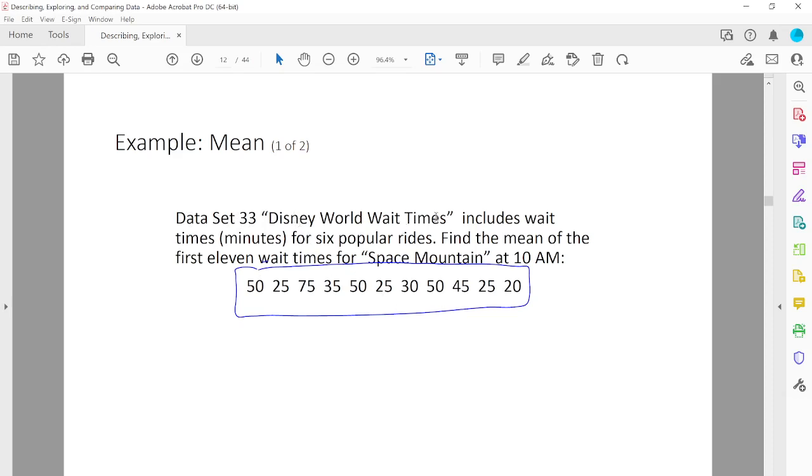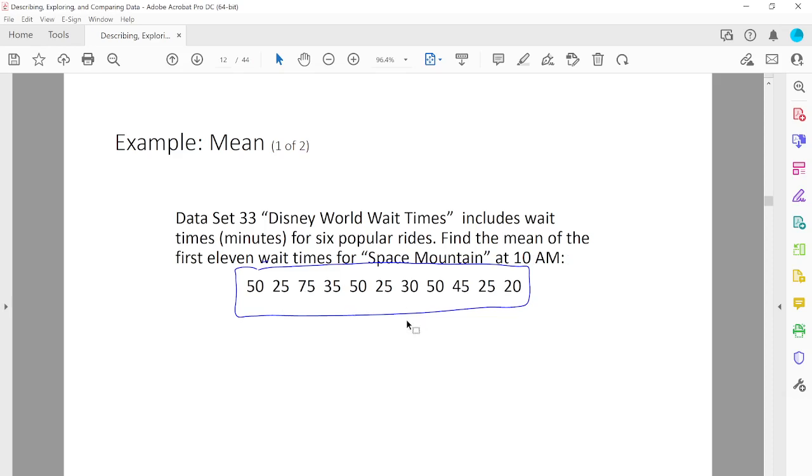Disney World wait times includes wait time in minutes for 6 popular rides. So these are the times for the 6 popular rides. Find the mean of the first 11 wait times for Space Mountain at 10 a.m.